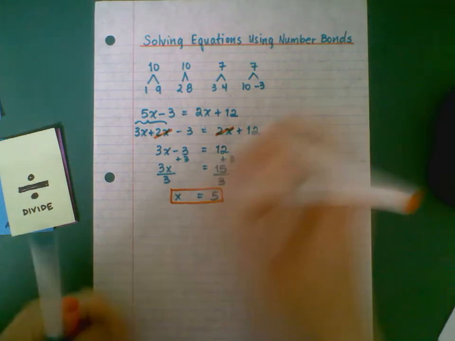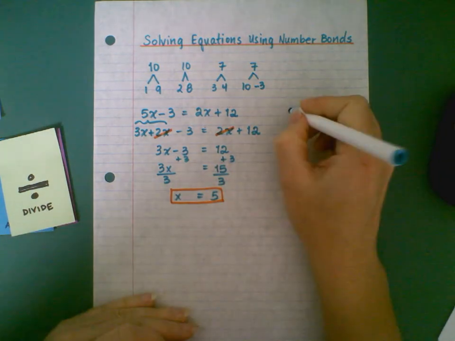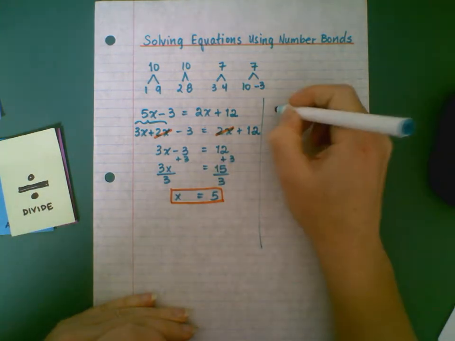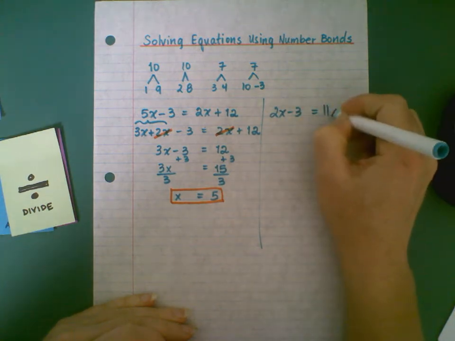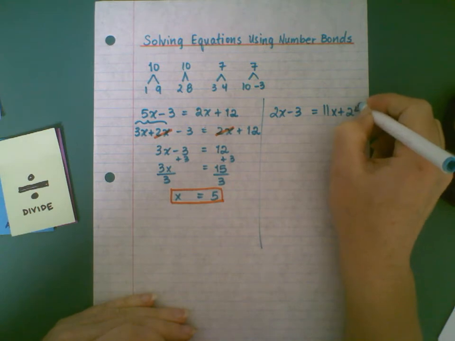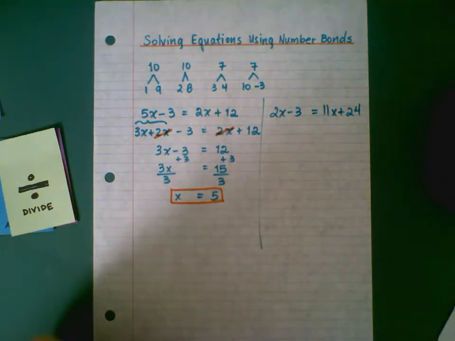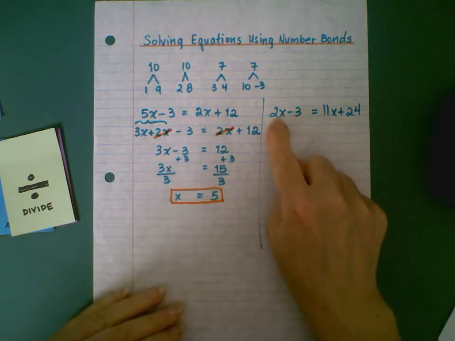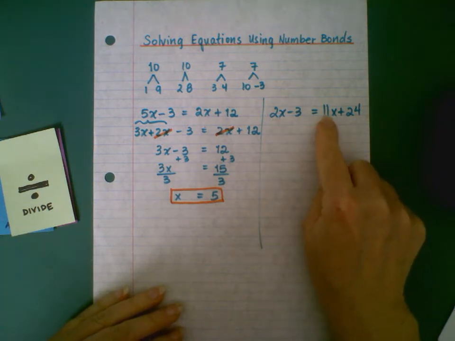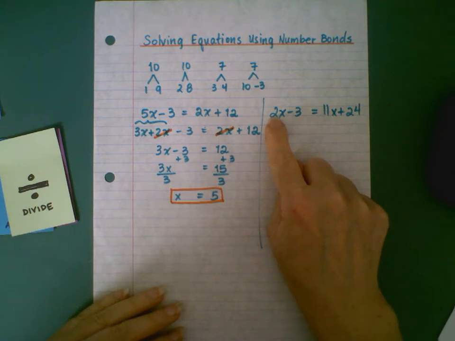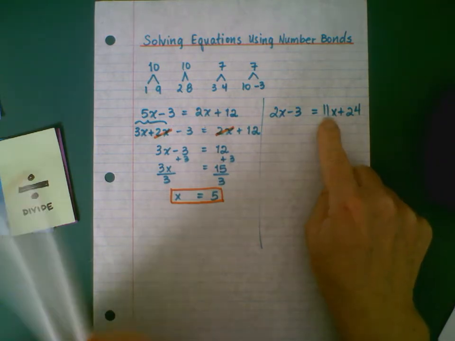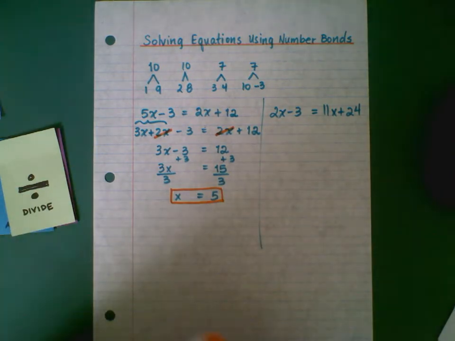So we're going to start with 2x minus 3. Just put a line down here. 2x minus 3 equals 11x plus 24. Okay, so I can see that I've got 2x on the left-hand side, I've got 11x on the right-hand side. So I can use a number bond there. I can break that 11x up into 2 chunks.